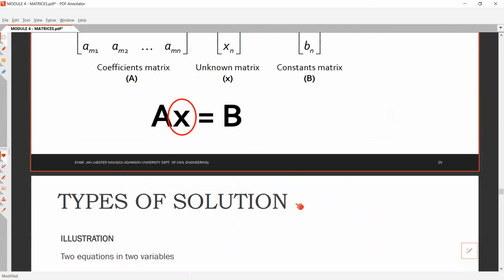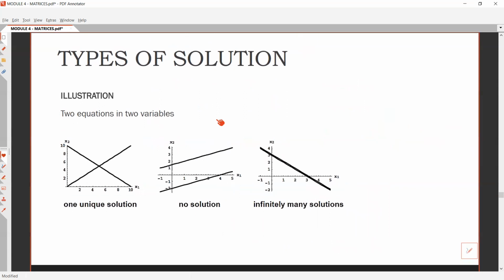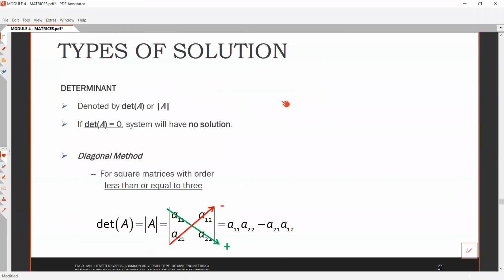Okay. So for the types of solution using the matrices, we have one unique solution, we have no solution, and infinitely many solutions. Okay. So for one unique solution, syempre, isa lang yung intersection. Okay? No solutions are hindi nagmi-meet yung ating two equations, and also this one infinitely many solutions. Okay? They are oscillating and intersecting.